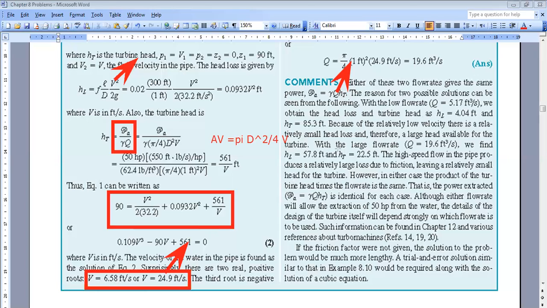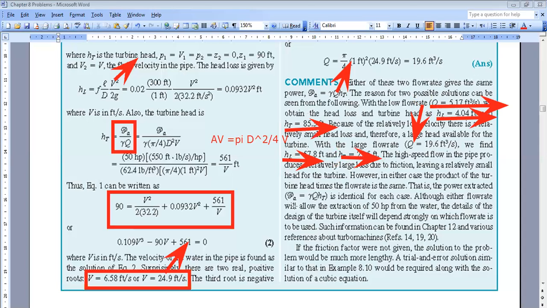6.58, what will happen is that the losses are only 4.04. You have low losses because of your low velocity, and this will give you a relatively high value of HT, but Q will be lower. Q will be 5.17. On the other hand, if you have a large velocity, Q will increase. The second solution will give you a higher Q, which is 19.6. But on the other hand, it will give you higher losses also, and higher losses will induce a lower turbine head.